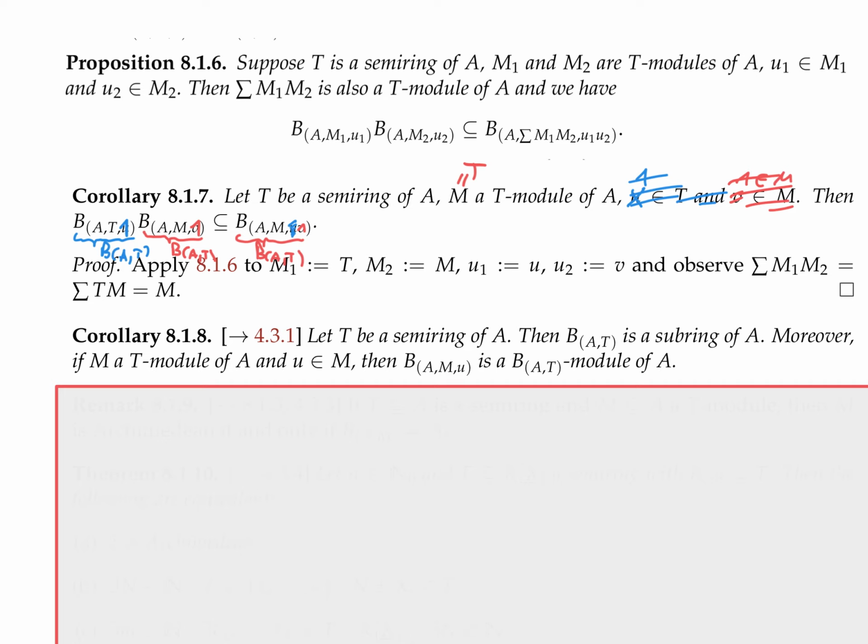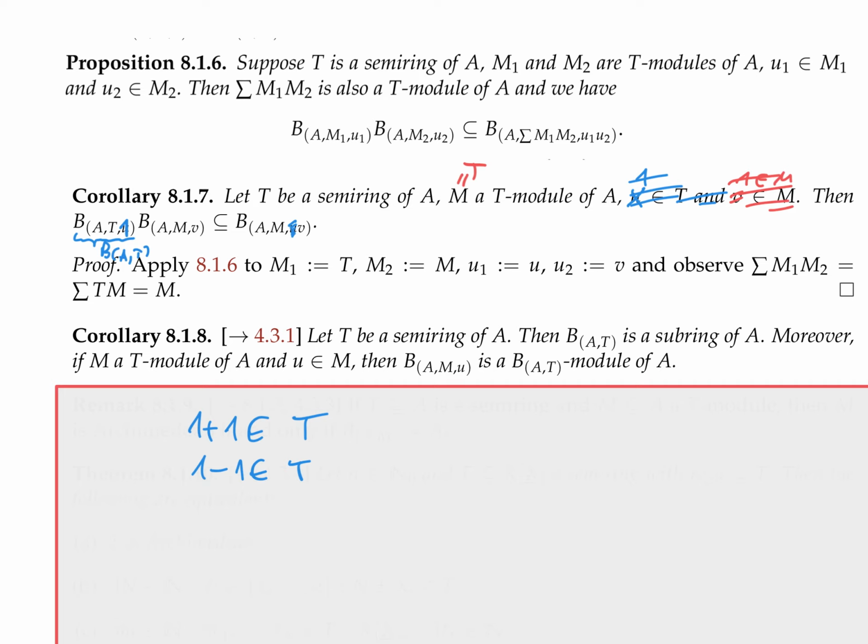Because 1 plus 1 lies in T and 1 minus 1 lies in T. Because 1 minus 1 is 0 and 1 lies in T, and so because T is closed under addition, 1 plus 1 lies also in T. So I see here that BAT is a subring of A.